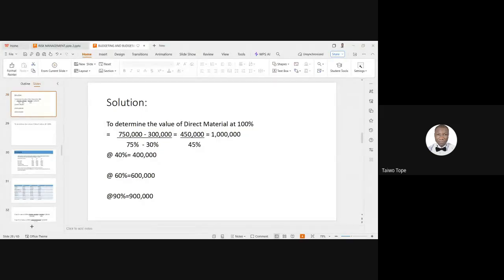So this 1 million at 100%, what will be 40% of 1 million? That is 40 over 100 multiplied by 1 million. You get what?